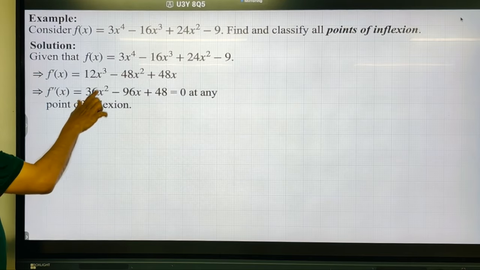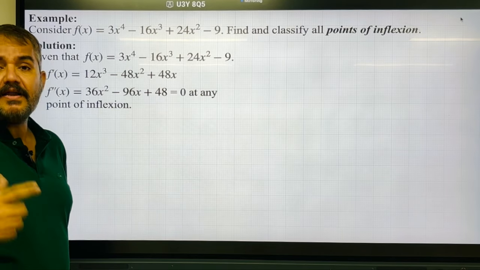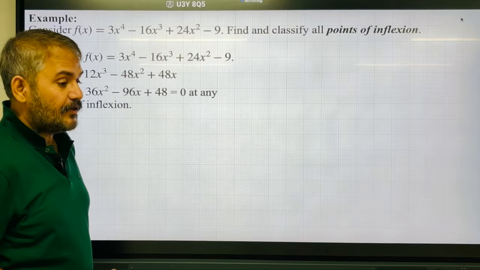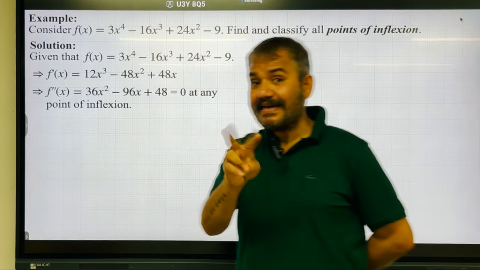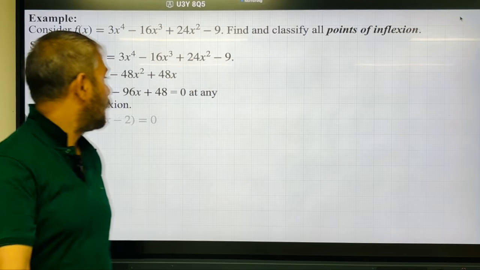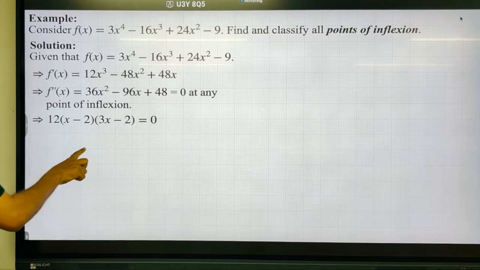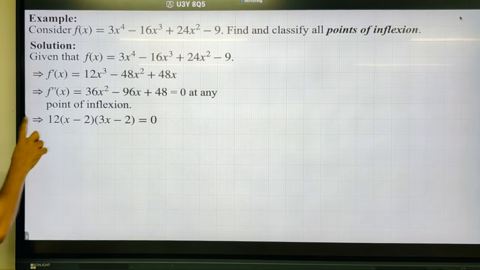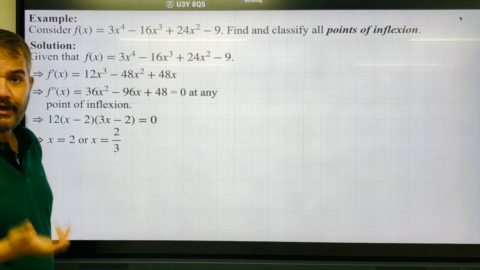So the second derivative is 36x squared minus 96x plus 48, and we equate it to 0, because the necessary condition for a point of inflection is that its second derivative should be 0. When you equate the second derivative to 0, you get this equation. When you solve it, you get two values of x: x is equal to 2 or x is equal to 2 by 3.